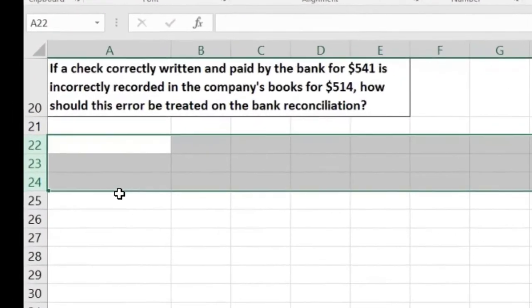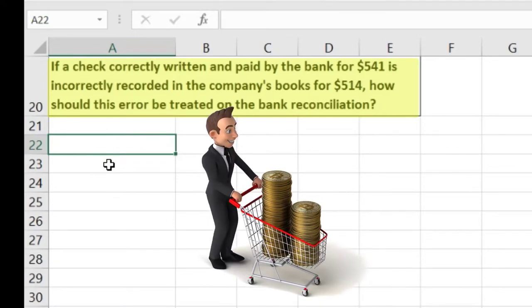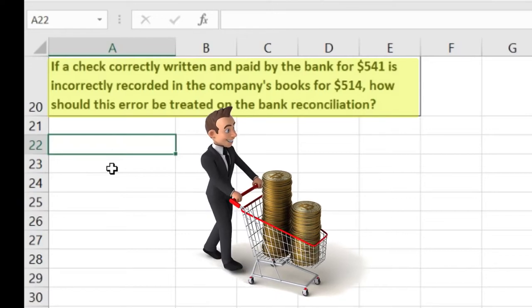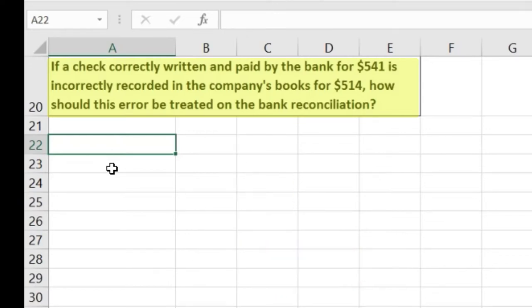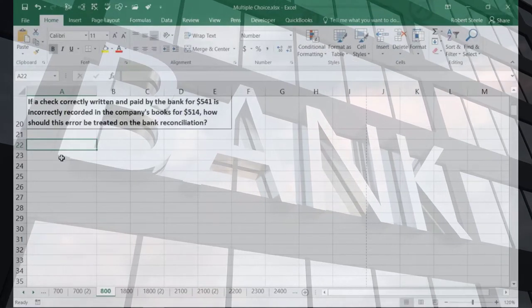Next one says, if a check is correctly written and paid by the bank for $541, is incorrectly recorded in the company's books for $514, so we switched those two numbers, obviously the 4 and the 1, how should this error be treated on the bank reconciliation? So this is another one that will be caught by the bank reconciliation. That's why we're doing the bank reconciliation.